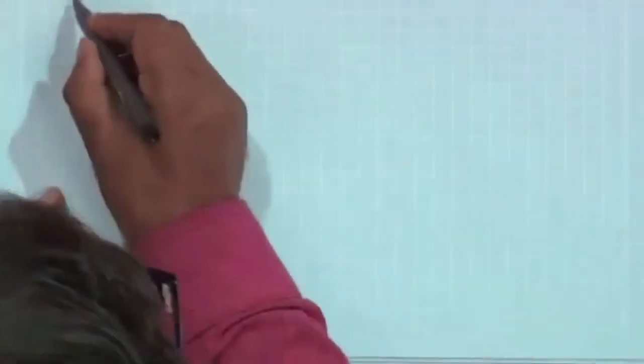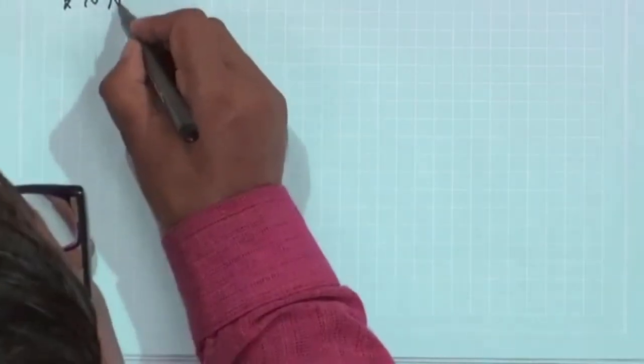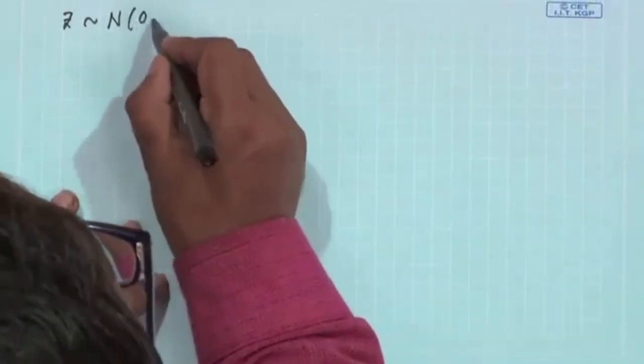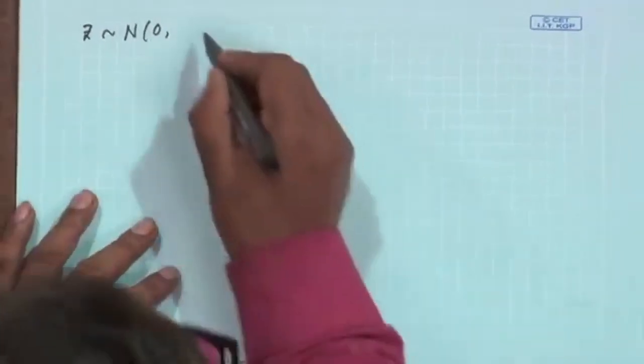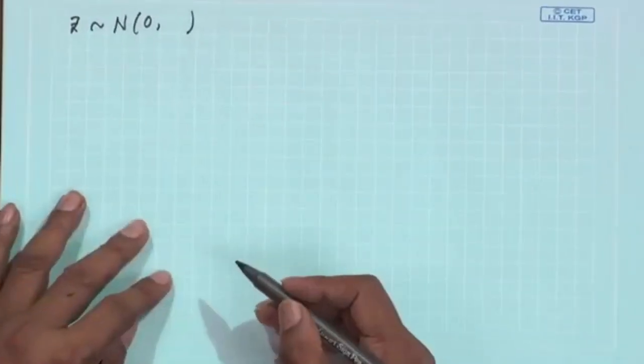Okay. So, the mean of z is 0. Your standard variable will follow a normal distribution, because the earlier variable was also normal, with mean 0. Now, what will be the variance part?